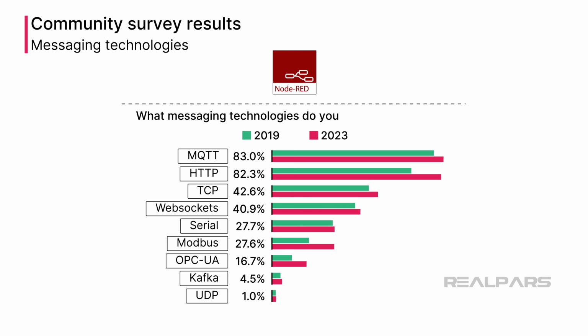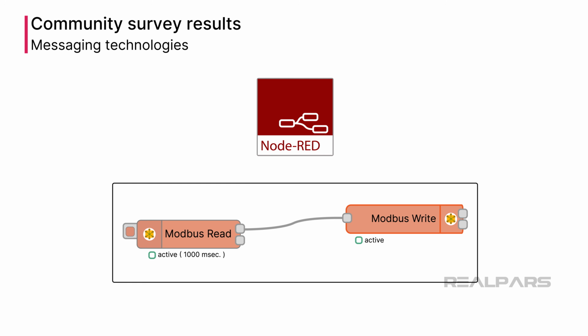When we look at messaging technologies used with Node-RED, we can see the influence that the manufacturing industry is having. Although MQTT remains the most popular messaging technology that is used with Node-RED, common industrial communication protocols like Modbus and OPC UA are becoming increasingly popular. These communication protocols may be used to collect data from a PLC in a Node-RED application.